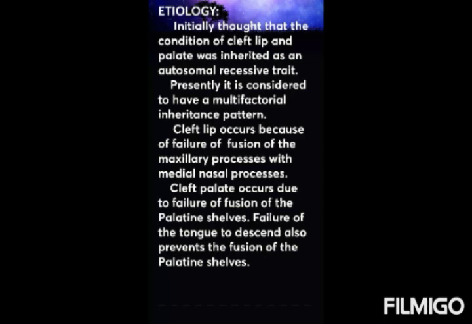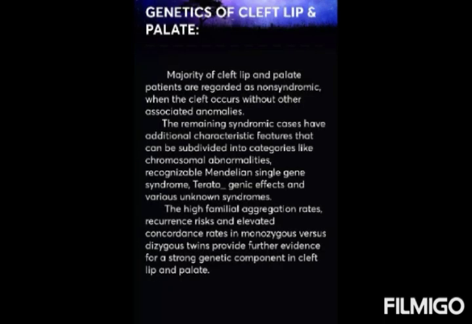So how does cleft lip occur? Because of failure of fusion of the maxillary process with the medial nasal process. It is very important: failure of fusion of the maxillary process with the medial nasal process produces cleft lip. And cleft palate occurs due to failure of fusion of the palatine shelves, and failure of the tongue to descend also prevents the fusion of the palatine shelves. So these are the etiological features.